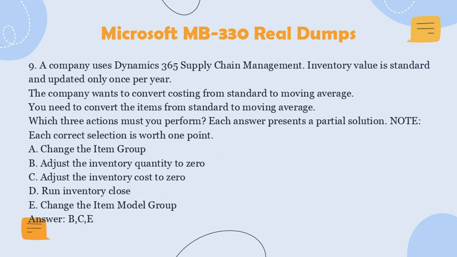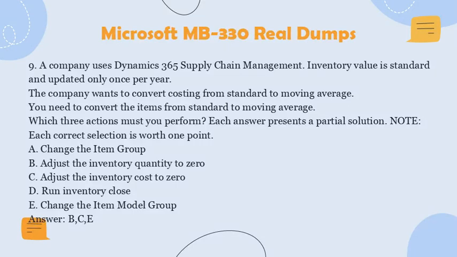9. A company uses Dynamics 365 Supply Chain Management. Inventory value is standard and updated only once per year. The company wants to convert costing from standard to moving average. You need to convert the items from standard to moving average. Which three actions must you perform? Each answer presents a partial solution. Note: each correct selection is worth 1 point.